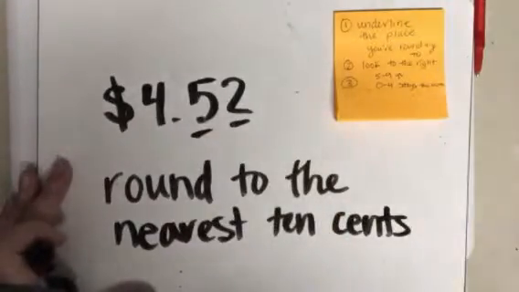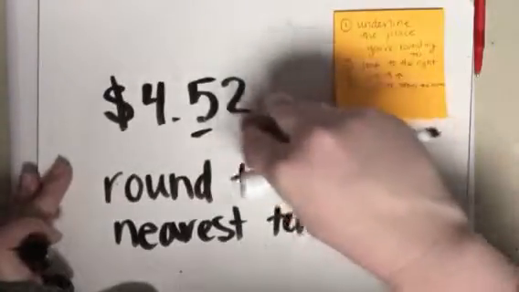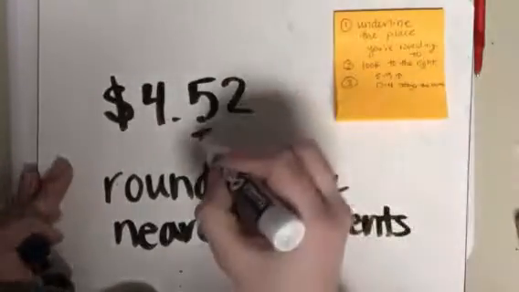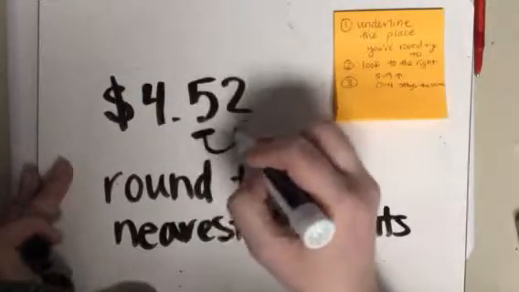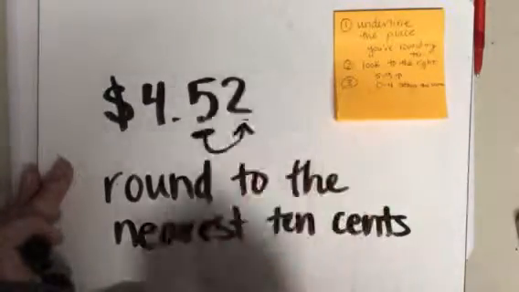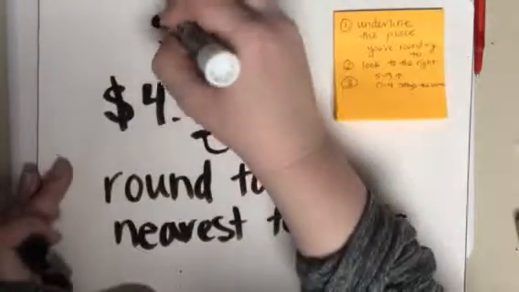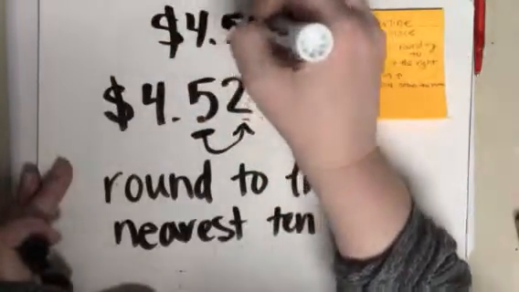So for this one, if I'm rounding to the nearest 10 cents, then I'm rounding to the tenths place right here. I am looking to the right. My 2 makes my 5 stay the same, so it would round to $4.50.